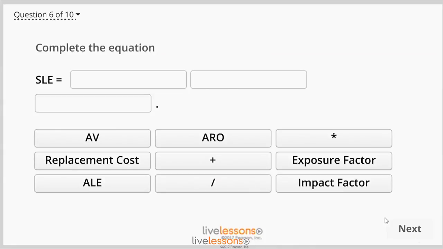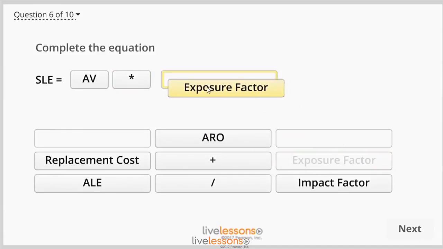But if you can't remember it that way, you might start looking at the others and start trying to just narrow it down. We know an SLE has nothing to do with replacement costs necessarily, so we're going to get rid of that. You really haven't seen impact factor as one of your calculations. ALE is after we've calculated our SLE. ARO is annualized rate of occurrence. So as we start thinking these through, let's start with, well, that single loss expectancy was going to be our asset value, and it's going to be our asset value times our exposure factor.